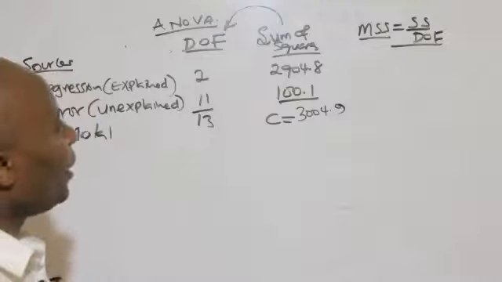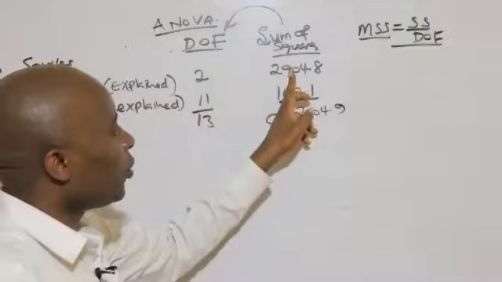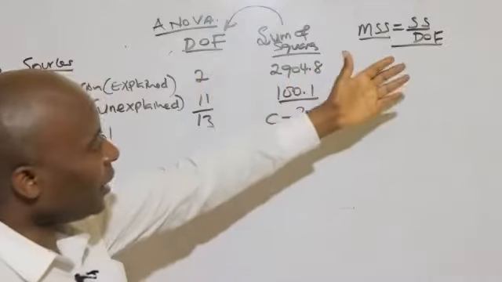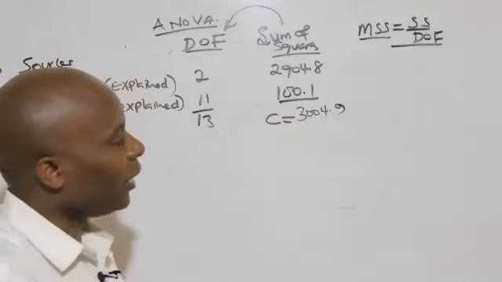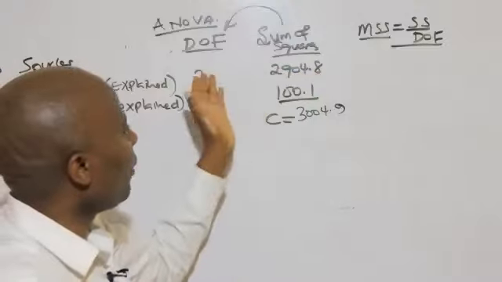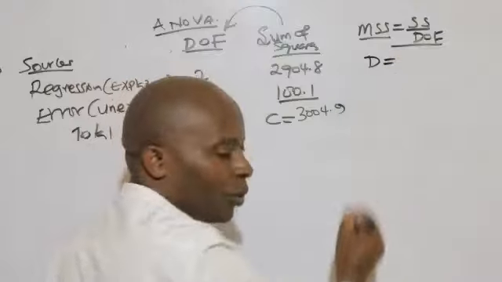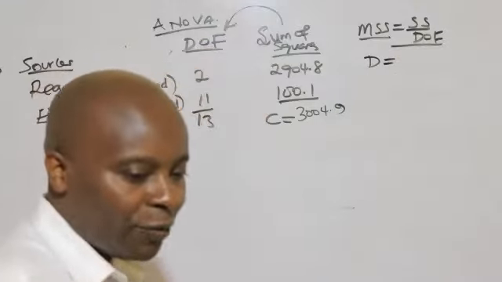So we have here the mean sum of squares. It is the sum of squares divided by the degrees of freedom. You take 2904.8 divided by the corresponding DOF. The first one, which is D and is missing, will be 2904.8 divided by 2, which gives us what figure? I'm waiting for your figures. I'm being given a figure by John again, 1452.4.